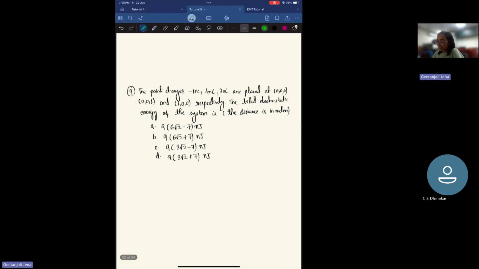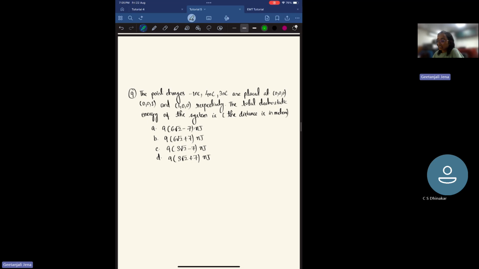Let us go through the next problem. It's based on finding the electrostatic energy of the system. So calculate it and let me know the answer. Okay, first let me read it out. There are 3 point charges: minus 1 nanocoulomb, 4 nanocoulomb, 3 nanocoulomb. These are placed one at the origin, one on the z-axis, one on the x-axis. We need the total electrostatic energy of the system, with distance given in meters. There are 4 options. Calculate it and let me know the answer.